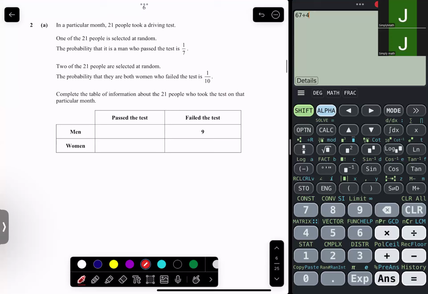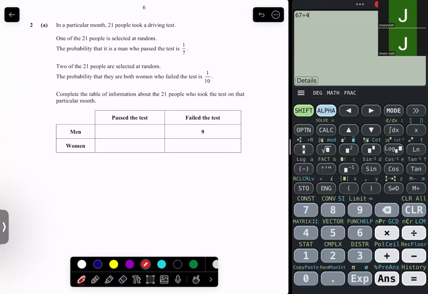Question 2. In a particular month, 21 people took a driving test. One out of the 21 people is selected at random. The probability that a man who passed the test is 1 over 7. Okay, so 2 of the people are selected at random. The probability that both are women who failed the test is 1 out of 10. Complete the information about people who took the test in that particular month.